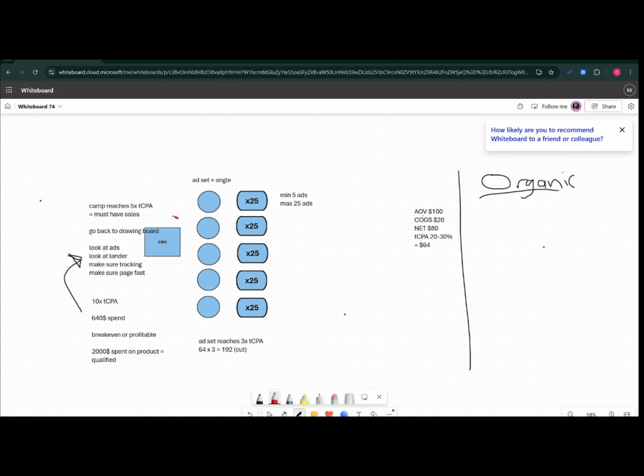So that being said, if you have everything ready, what we're going to go ahead and do is create a CBO campaign. And in the CBO campaign, we're going to have 5 different ad sets. And each of those ad sets are going to have a minimum of 5 ads, maximum of 25 ads.